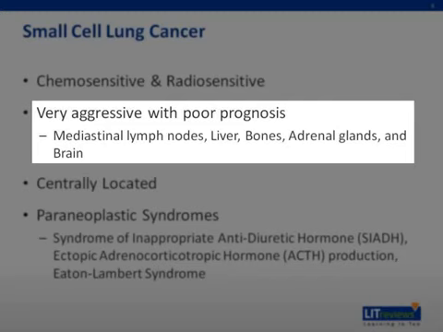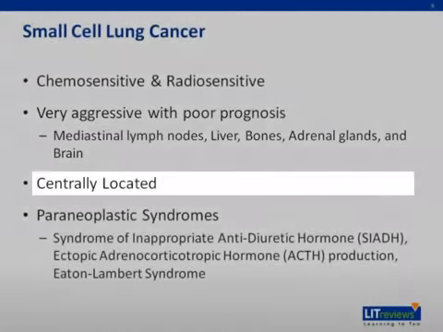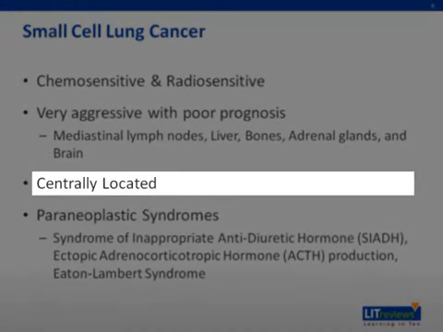The places where you're going to expect to see metastasis are your mediastinal lymph nodes, liver, bones, adrenal glands, and brain. These cancers are centrally located, and that's important because it'll be easier to diagnose via bronchoscopy. Bronchoscopy means essentially taking a camera and going down the airways through the trachea and into the different bronchi. It'll be easier to get a biopsy with that procedure because these cancers are located closer to the airway.